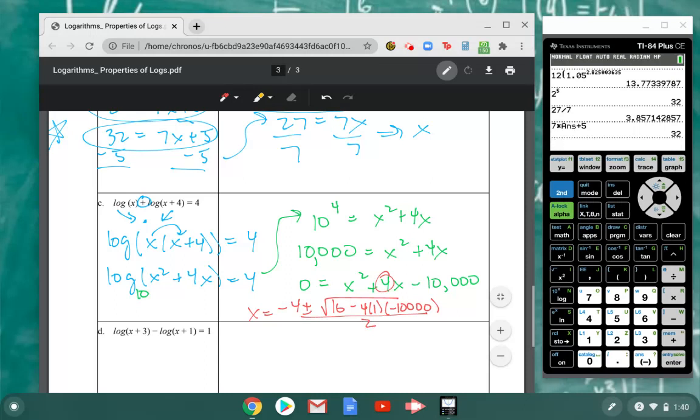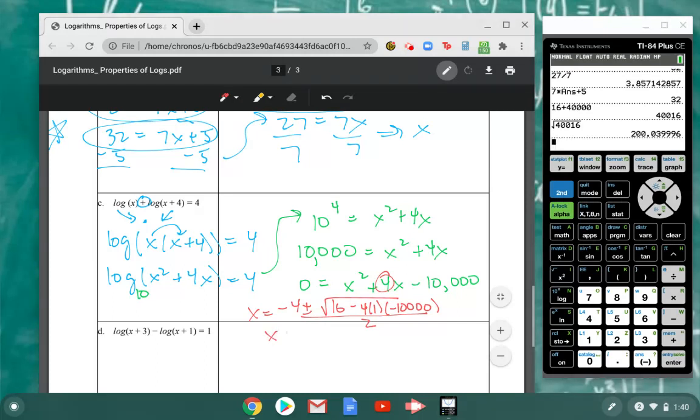So inside my radical, I've got 16 plus 40,000. So I have 40,016. Ooh, that might be a perfect square, huh? Let's take the square root. So second square root, I'm going to grab that answer. But it's not, and that's okay, because we're just approximating these.